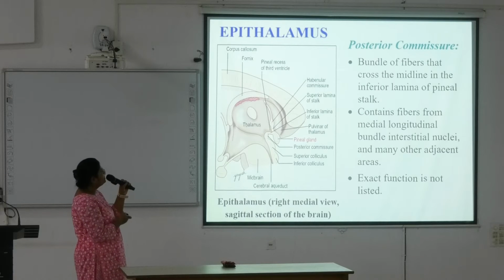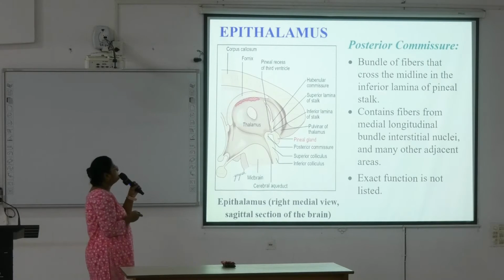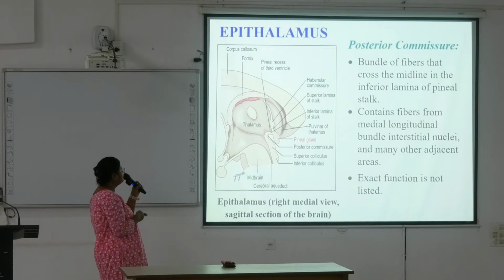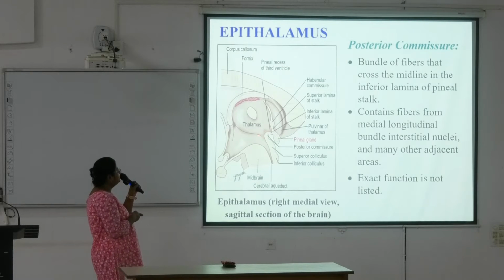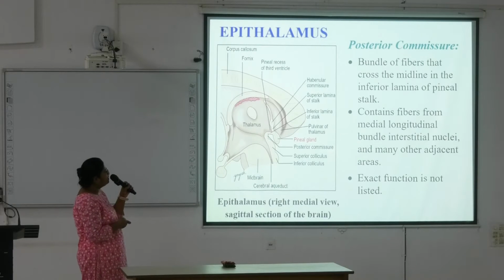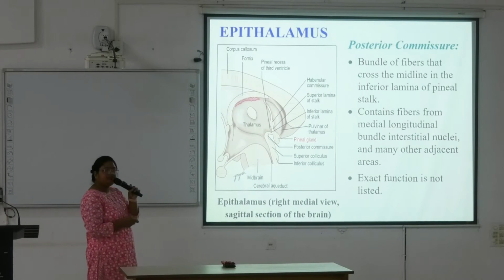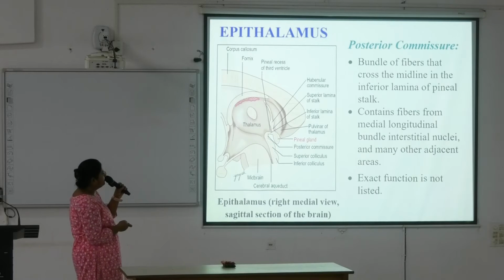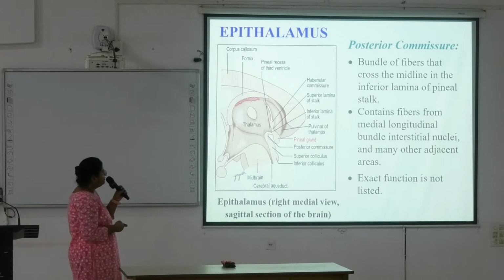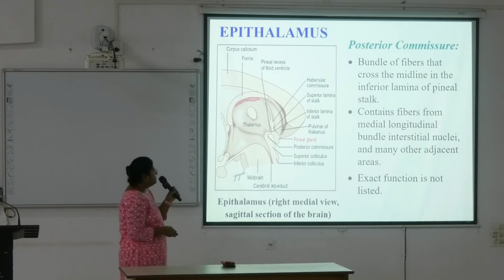Next, we go to the posterior commissure. This is a bundle of fibers that cross the midline in the inferior lamina of the pineal stalk. Here is the posterior commissure lying in the inferior lamina of the pineal stalk. It contains fibers from the medial longitudinal bundle, interstitial nuclei and many other adjacent areas. The exact function is not known.